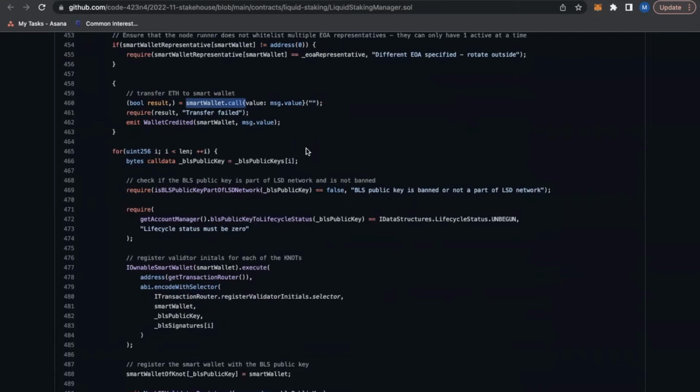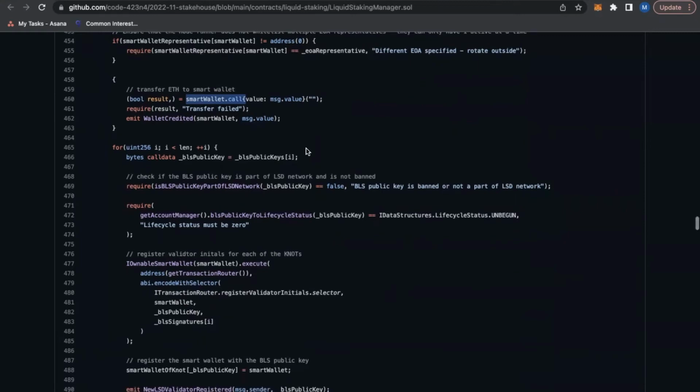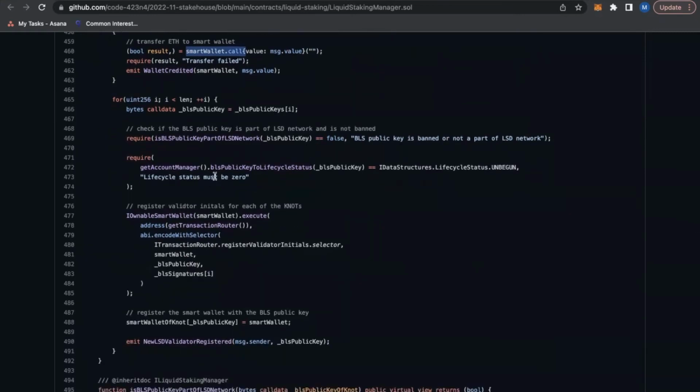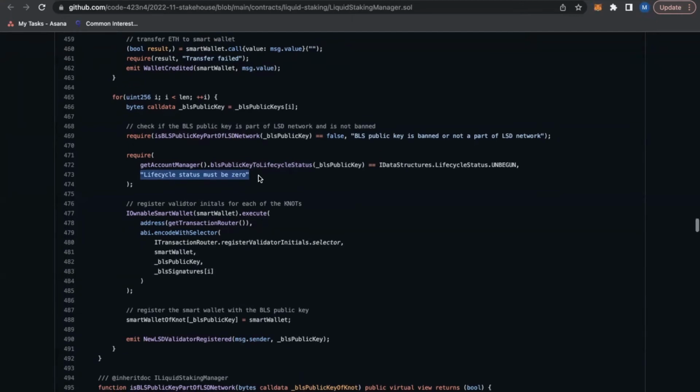I see it's flexible enough to allow that. Yep, you're right. One thing is the life cycle status. This is basically used by the underlying Stakehouse protocol. So we make sure here that the BLS public key that you are introducing to the liquid staking network is not already used somewhere else throughout Ethereum, right? So it has to be a new BLS public key that you're adding to this network, because that is when it will pool in the ETH and then stake the 32 ethers. If you've already participated in the staking process, then this BLS public key cannot be used.